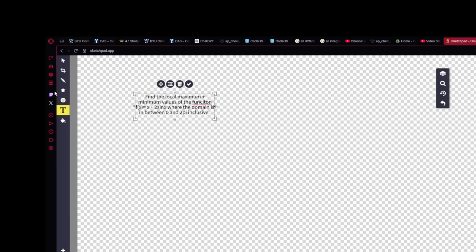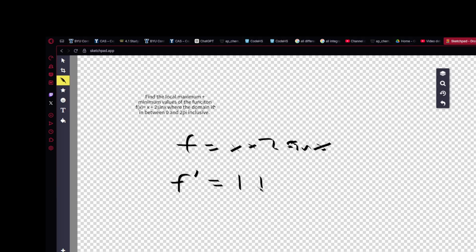So what do we know? First, we'll have to differentiate the function, and by doing so, we get f prime is equal to 1 plus 2 cosine x. Logical stuff here. And now we find the critical points.